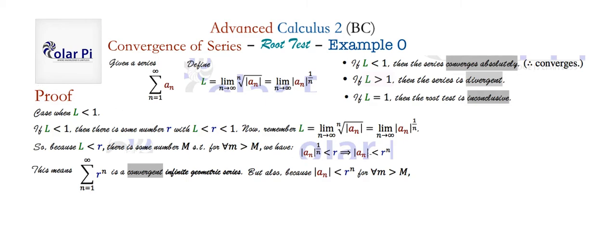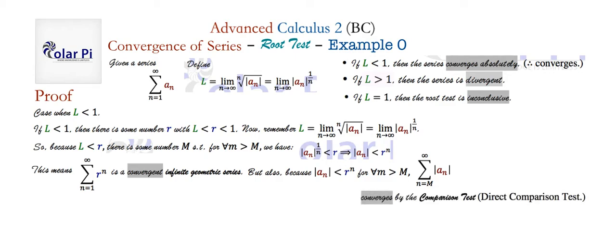But we said right here that the absolute value of a sub n is less than R to the n. So if this is convergent, then we can use the direct comparison test, also known as simply the comparison test, to make a series out of the absolute value of a sub n and claim that it converges. Because if a series made of this guy converges, then a series made of this guy will also converge. That's by the direct comparison test.